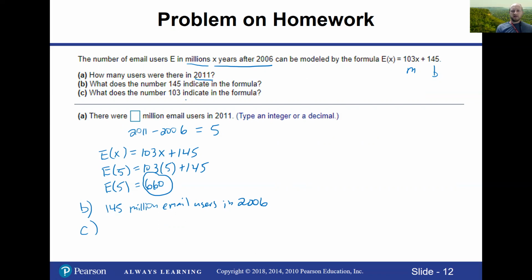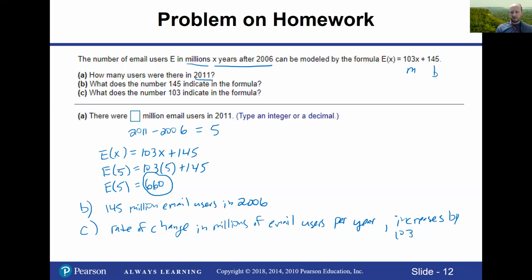C, what does the number 103 indicate? Well, that's the rate of change. So it's basically the rate of change in millions of email users per year. It increases by 103 million every year. That's what the 103 means. It's the slope, the rate of change.